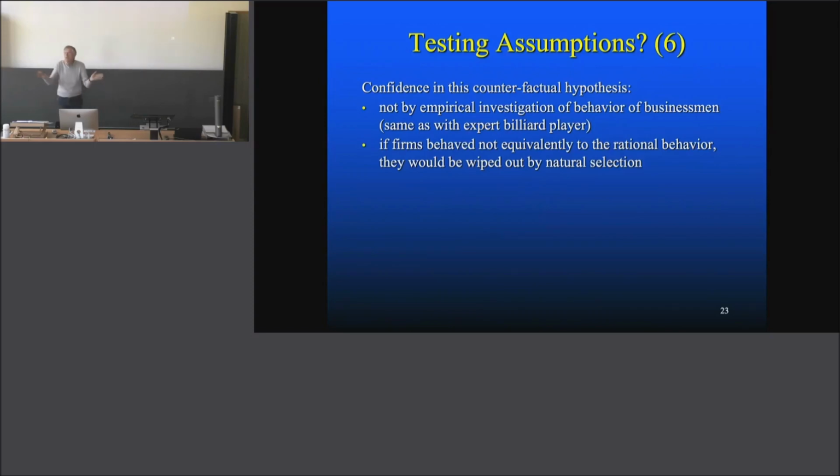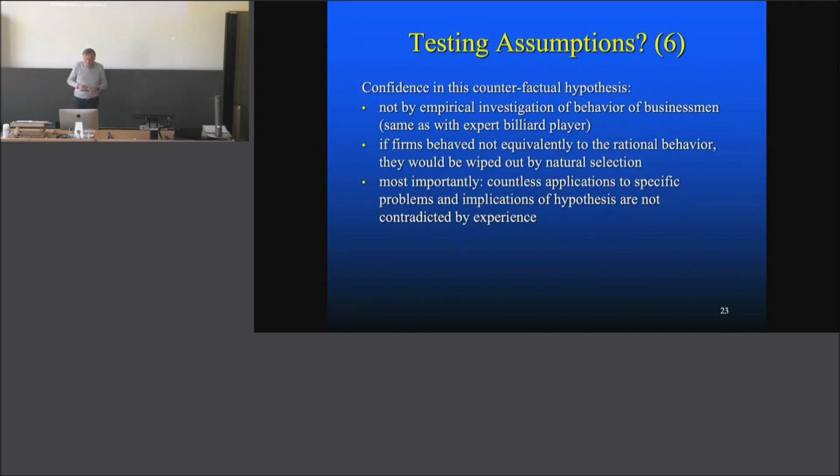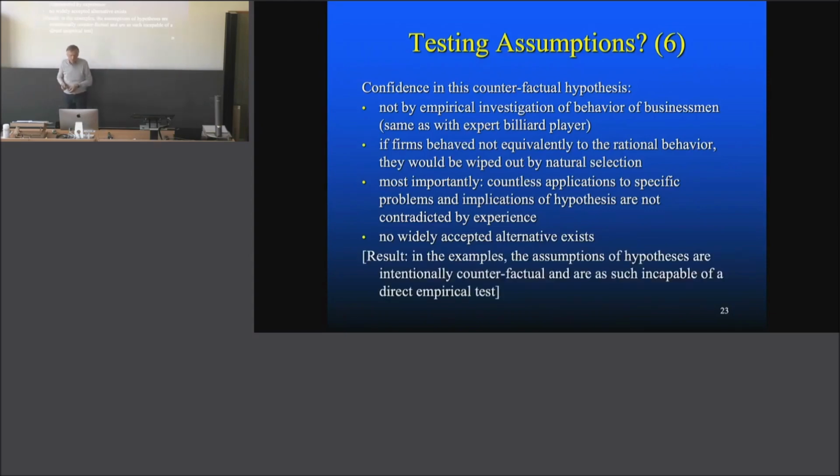Right? And it would have been wiped out if they didn't optimize, because then others would have found a better strategy and the firm would, in the long run, be wiped out. And most importantly, he says, for this counterfactual hypothesis, countless applications to specific problems and implications of the hypothesis are not contradicted by experience. So it's fruitful. You can apply it in many situations, not in all situations, but in many situations. And because it's fruitful there, it gives the right predictions. We are using it in economics. And no widely accepted alternative exists. A more realistic one doesn't exist, so therefore we are using it. Okay, this is what he said.